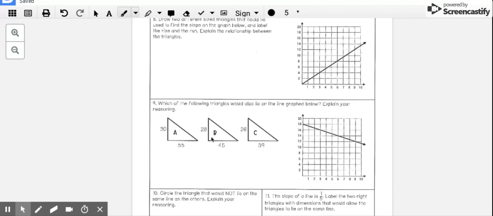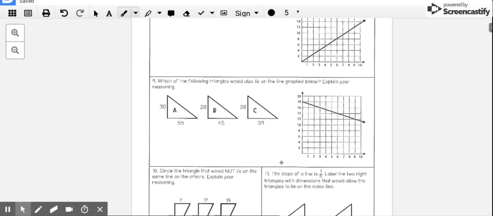Number 9, which of the following triangles would also lie on a line graphed below? So first of all, make sure you notice that they count by 2s here. Always look for that. So first of all, you need to find what the slope is on this line. So I always, if this is right on the corner, I will use this spot right here. And then you need to just keep going until you see one that's right on the corner. And it looks to me like this one is. So you're going down 2 because they're counting by 2s. And then you're going over and they're counting by 1s. So 1, 2, 3, over 3.